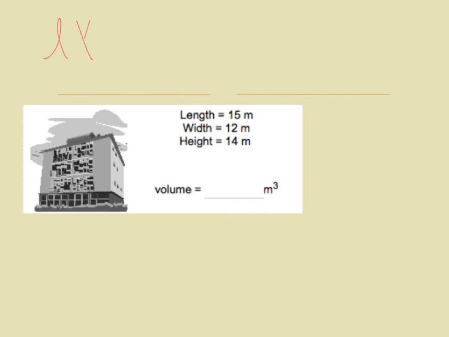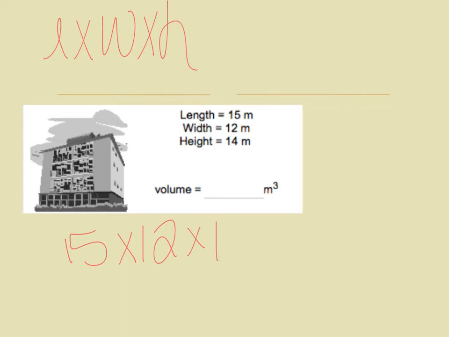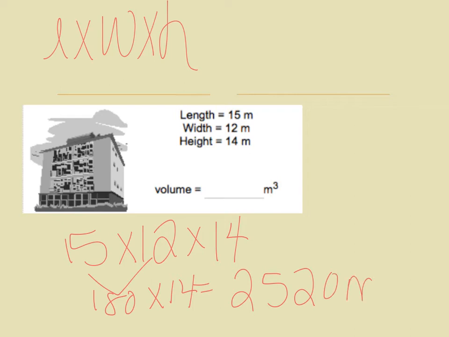Okay, length times width times height. Don't you ever forget it. The length is 15, the width is 12, and the height is 14. So let's start with 15 times 12. 15 times 12 is 180 times 14 gives me a total of 2,520 meters cubed. I bet you are getting so much practice using standard algorithm right now.